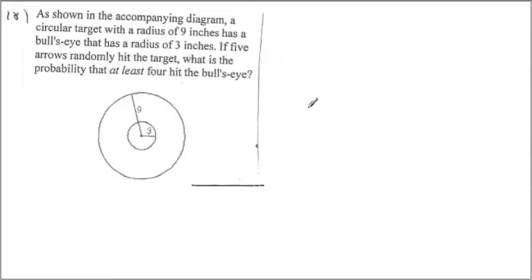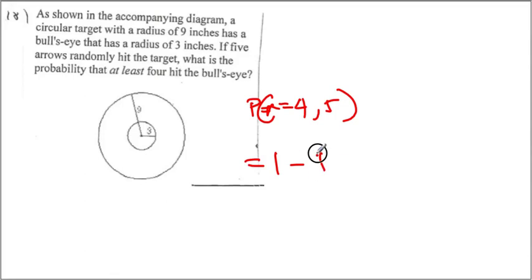Alright, let's look at number 18. We have the target. The bigger one has a radius of 9, the small one has a radius of 3. What is the probability that at least 4 is the bullseye? So we are looking at the probability of 4 or 5. Once again, this becomes 1 minus the probability of 0, 1, 2, 3.